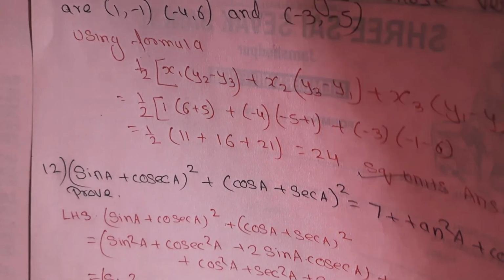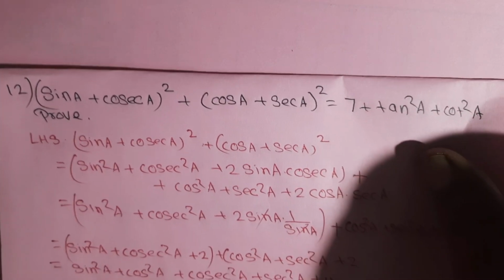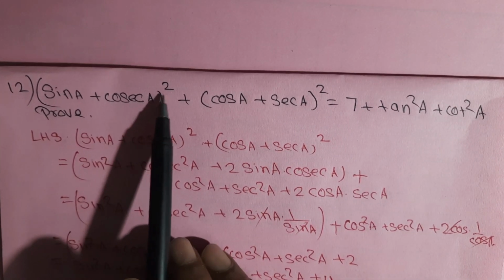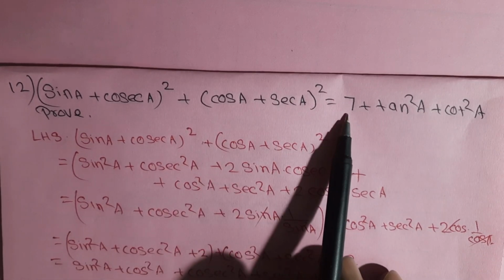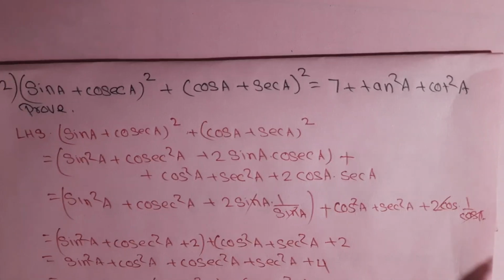Now question number 12, this is from trigonometry. This is the prove-the-identities one. So you prove this identity. The identity is that (sin A plus cosec A) whole square plus (cos A plus sec A) whole square is equal to 7 plus tan square A plus cot square A. That is what we have to prove.